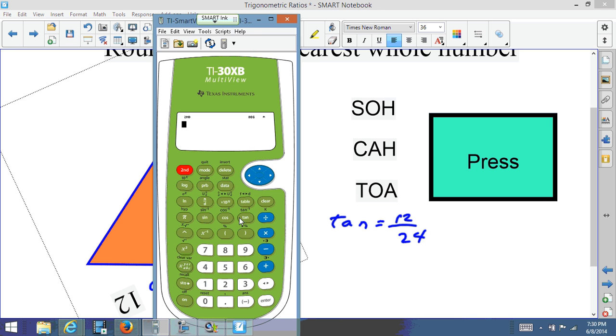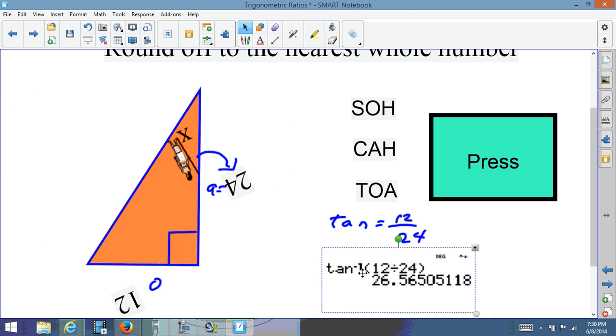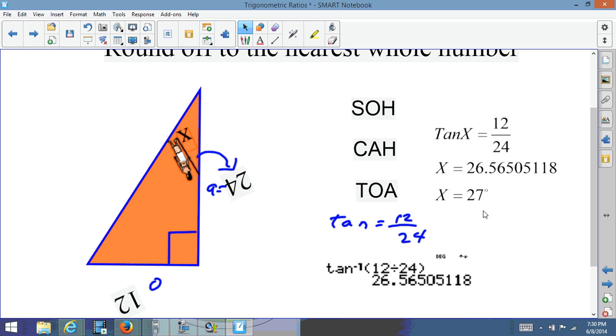So second tan, and 12. I can use my division button, and 24, close parenthesis, and I get 26.56505118. Okay, so round that off to the nearest whole number they want us to, so it's 5, so I would make that 27, so it would be 27 degrees. So X would be 27 degrees, which would be SOHCAHTOA shooting to kill the lion.